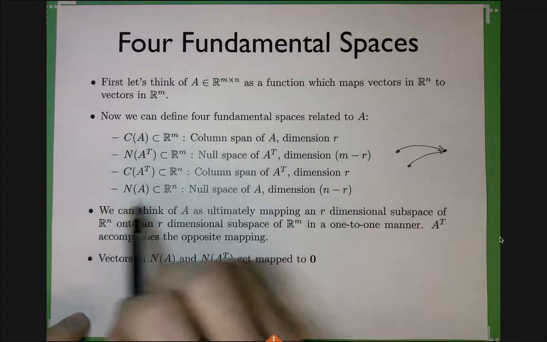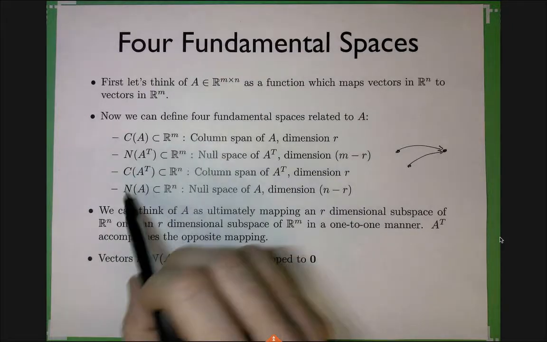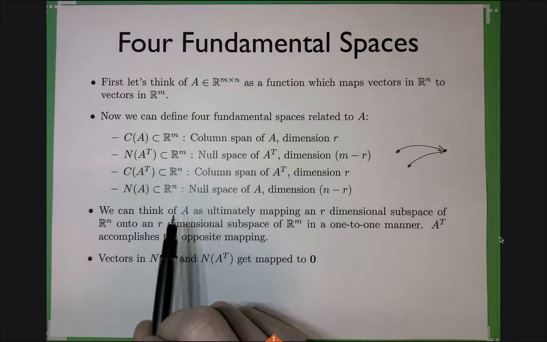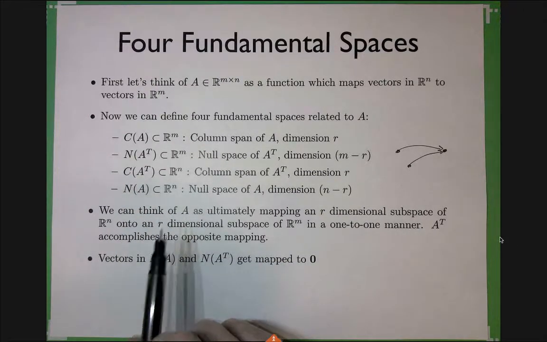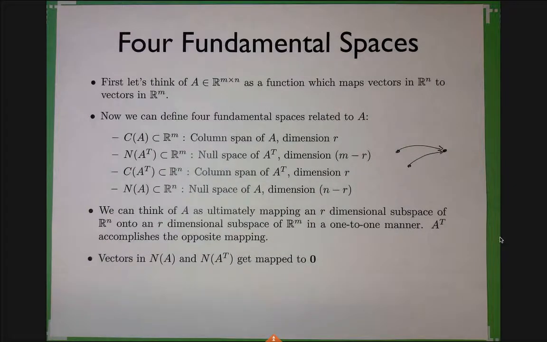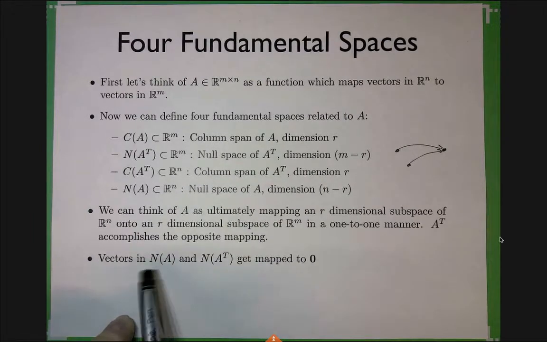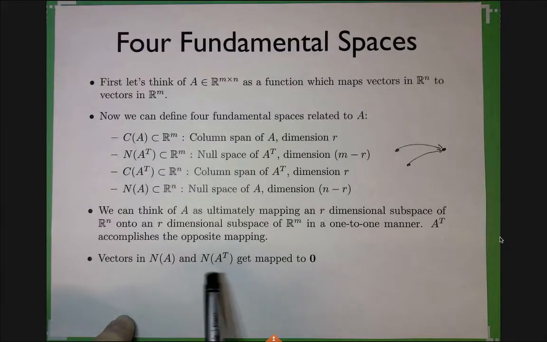The vectors in the left null space all go to 0. There's no way I can invert it unless I split the 0 into many different zeros, which is not possible. And that's what's written here. The vectors in the null space go to 0 via A, and the vectors in the left null space go to 0 via A transpose.